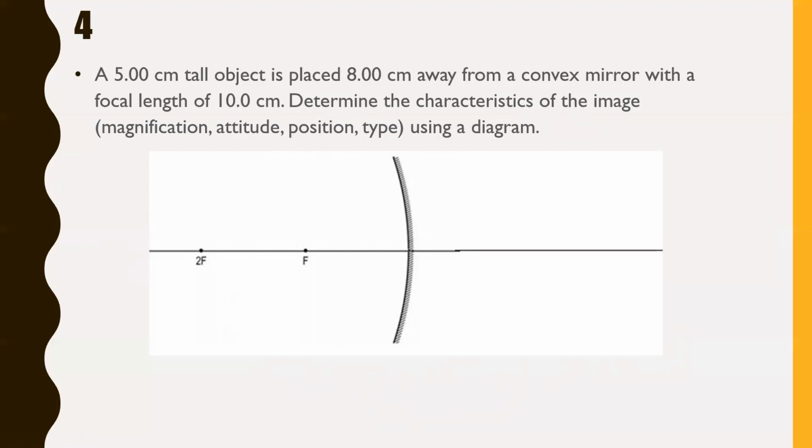So in other words, the magnification, attitude, position, and type using a diagram. You can tell I'm recording this on a Monday. Anyway, determine all those characteristics using a diagram. Give it a try. We'll go over it in a second.